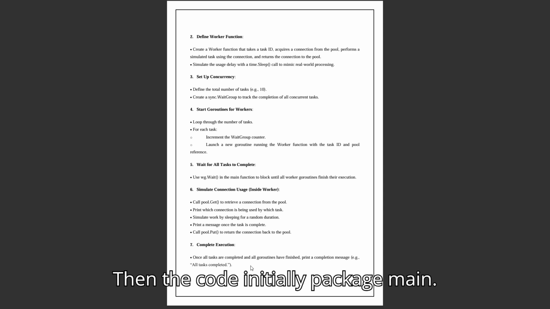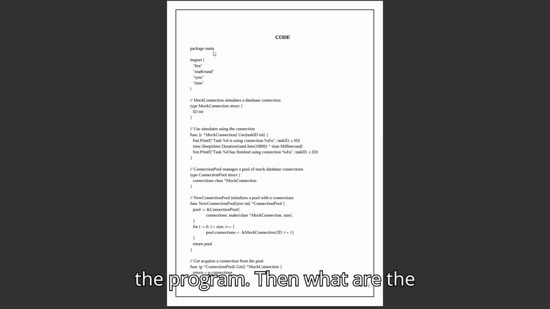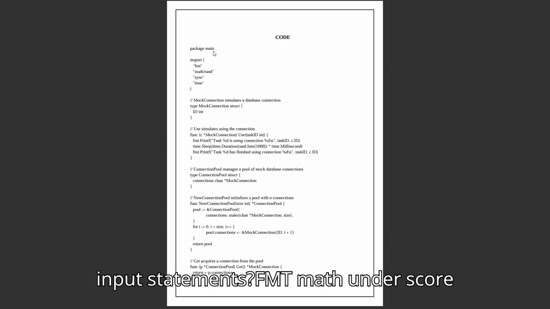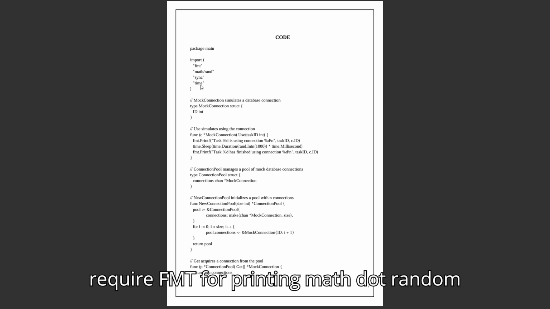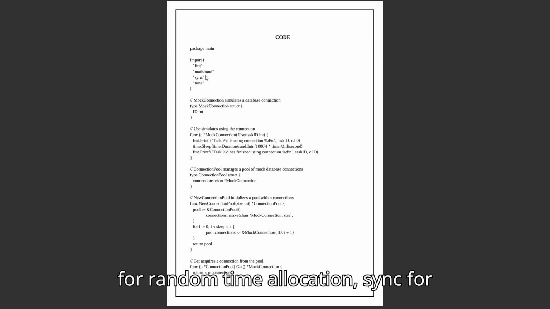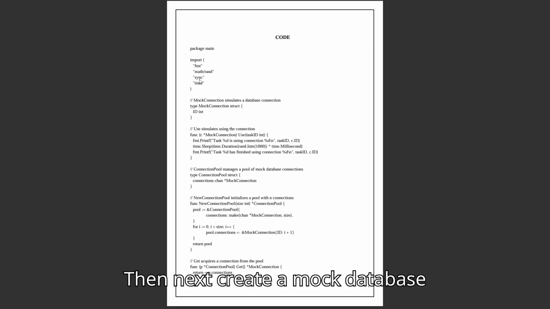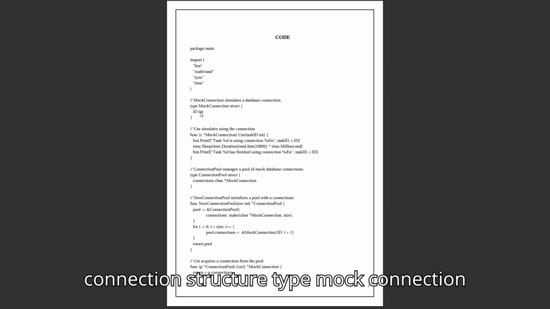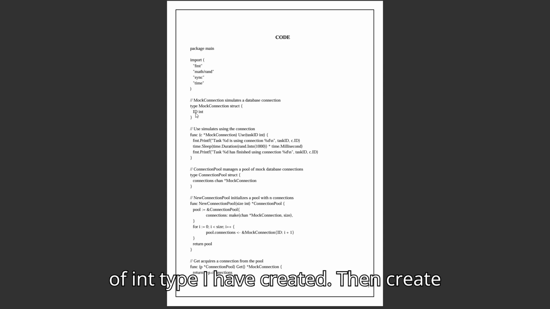Then the code. Initially package main; package main is the starting point of the program. Then what are the import statements? fmt, math/rand, sync, time. These are the imports required: fmt for printing, math/rand for random time allocation, sync for synchronization, and time for waiting. Then next step, create a mock database connection structure. Type MockConnection struct with ID int, only a single field ID of int type that I have created.